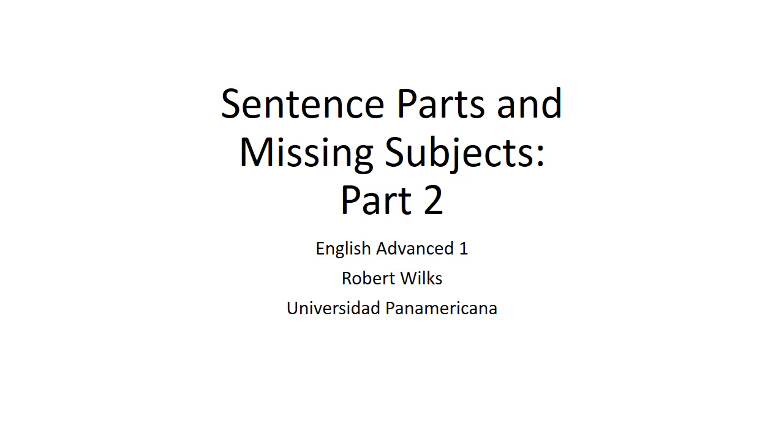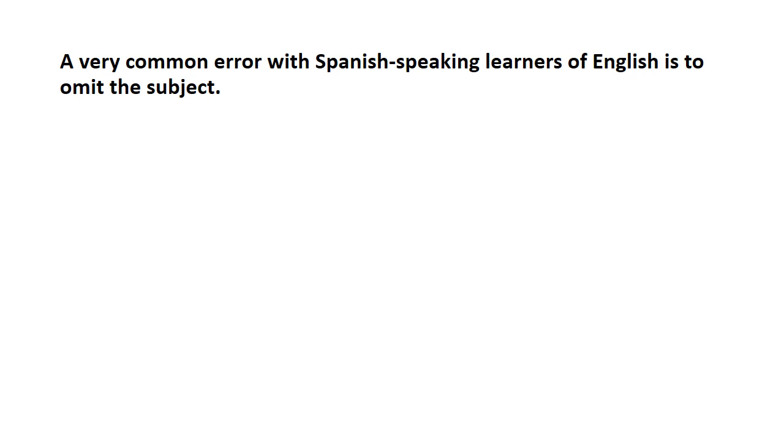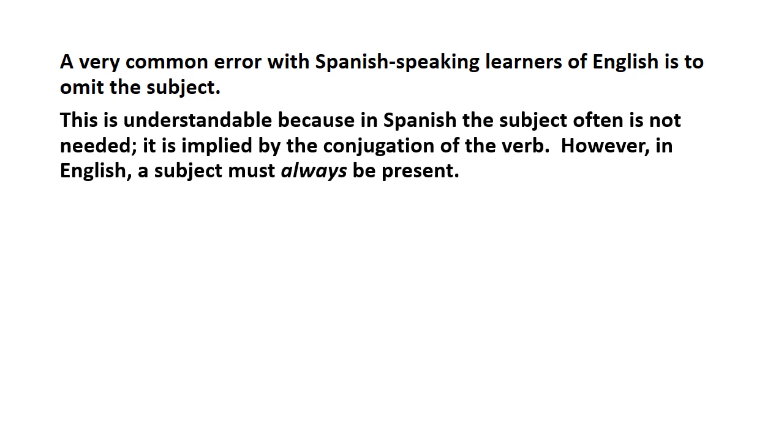Sentence parts and missing subjects, Part 2. A very common error with Spanish-speaking learners of English is to omit the subject. This is understandable because in Spanish the subject often is not needed. It's implied by the conjugation of the verb. However, in English, a subject must always be present.